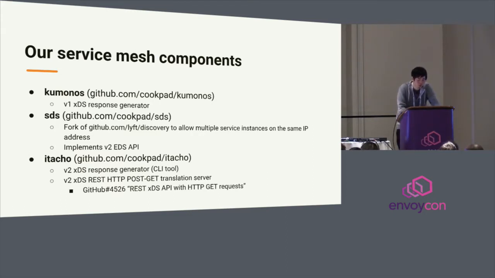And the Rust Itacho tool is basically a CLI tool to generate XDS responses. But it also has a feature to translate a REST HTTP POST request to an HTTP GET request. The translation protocol is our original for now, so I'm going to work on that protocol in the GitHub issue. If you have any comments about this, let's discuss.